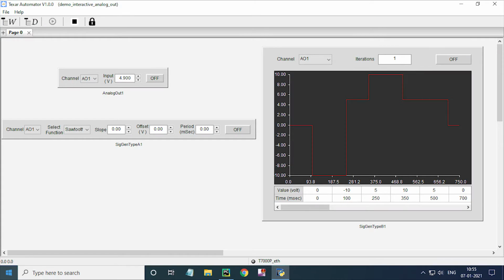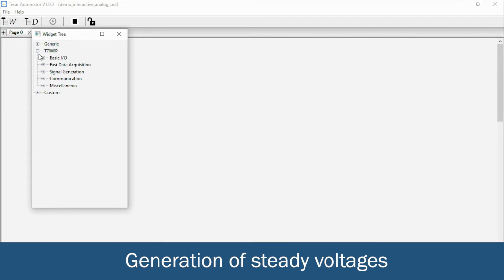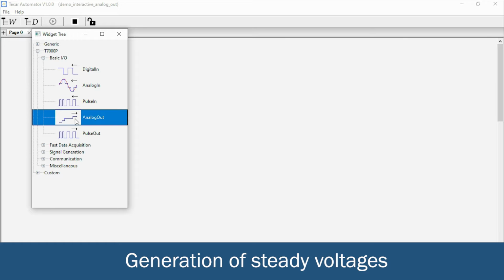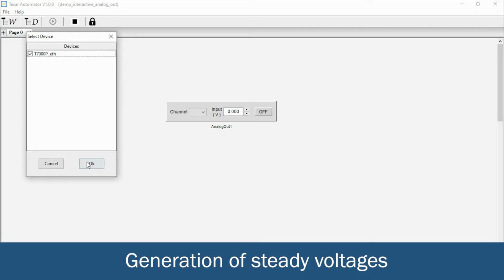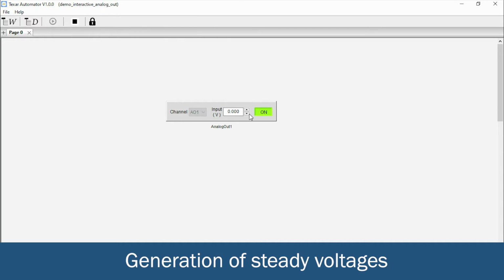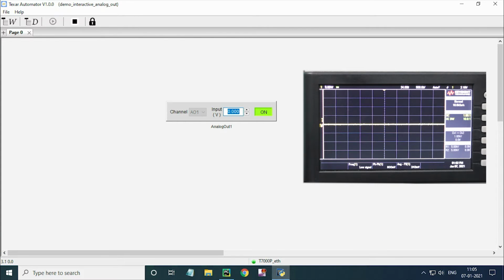The Automator Interactive has 3 types of widgets for generating different types of analog out signals. Let us look at them one after another. The first type is the basic analog out, which is for outputting a steady analog voltage output. Enter any voltage between -10 and +10 volts. As we change the voltage level in the widget, the voltage in the oscilloscope varies accordingly.